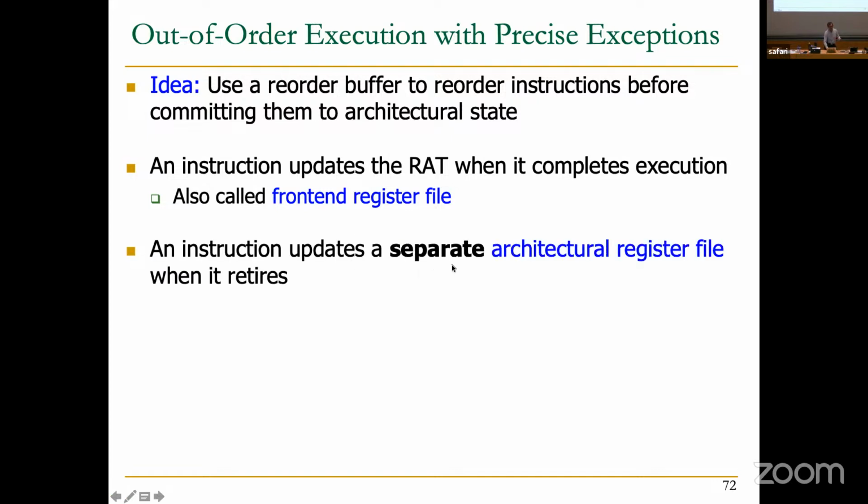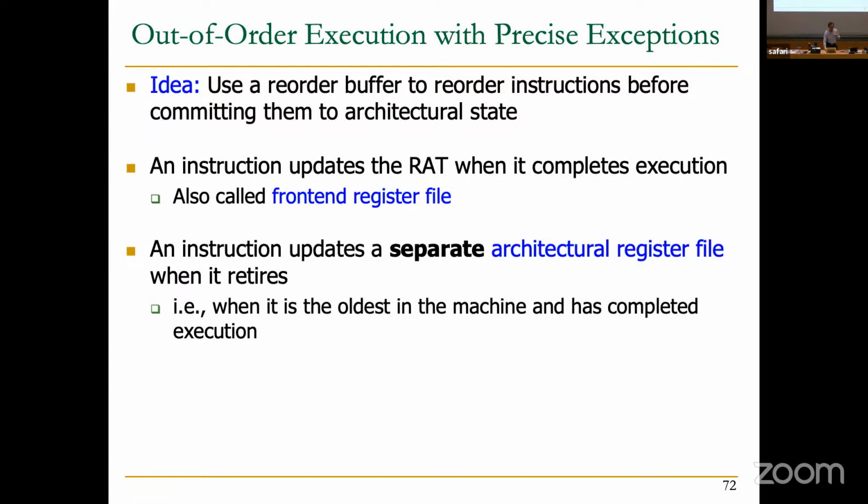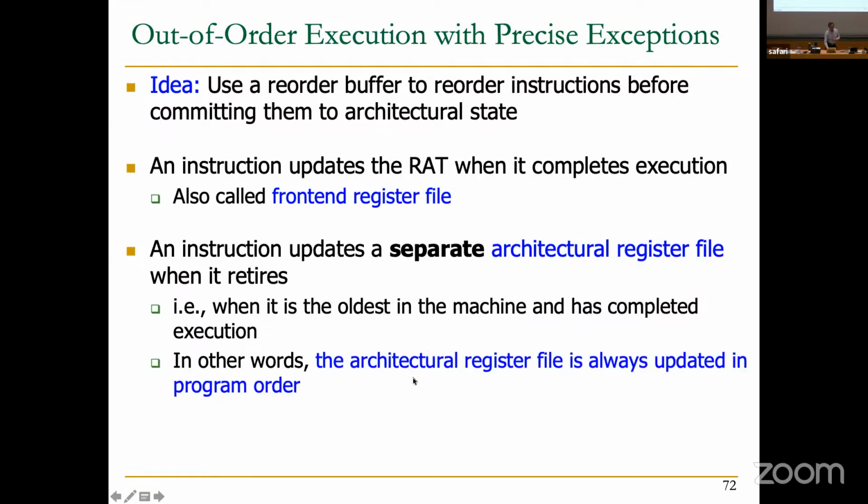An instruction updates a separate architectural register file when it retires, when it actually is the oldest instruction and finishes without exceptions, as I said earlier. In other words, the architectural register file is always updated in program order. So there are two register files: the front-end register file and the architectural register file. The front-end register file is updated when you actually broadcast your tag. And the architectural register file is updated in program order from the reorder buffer, okay?